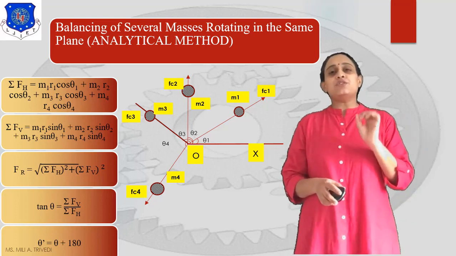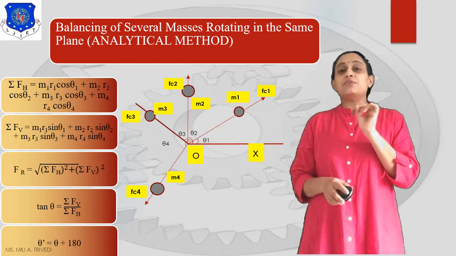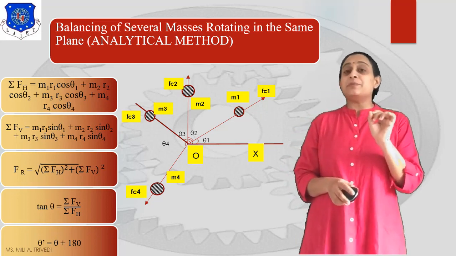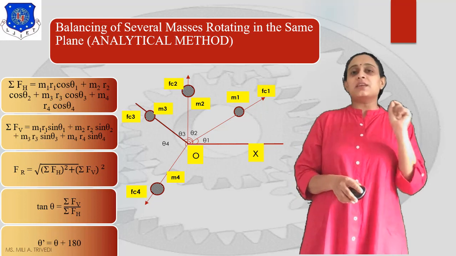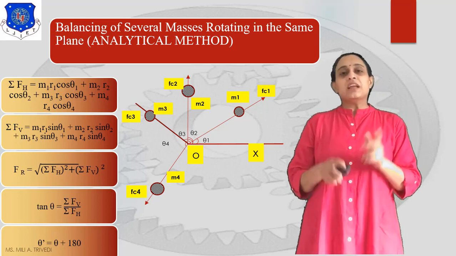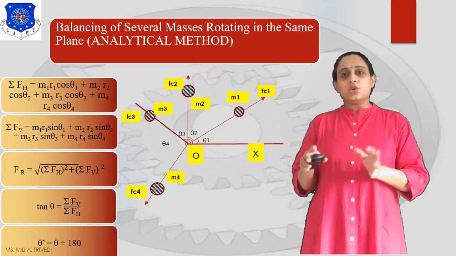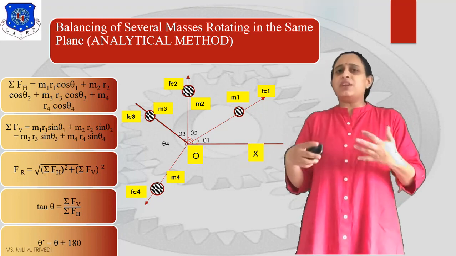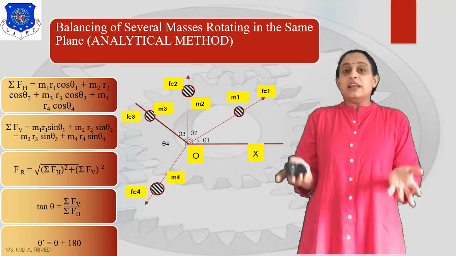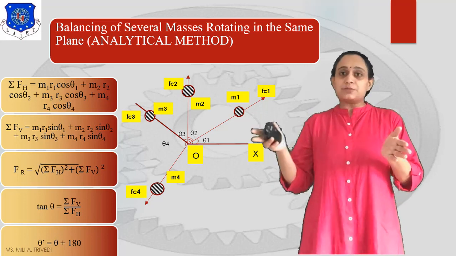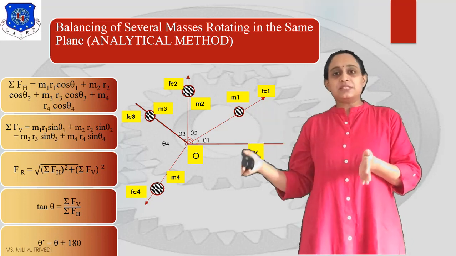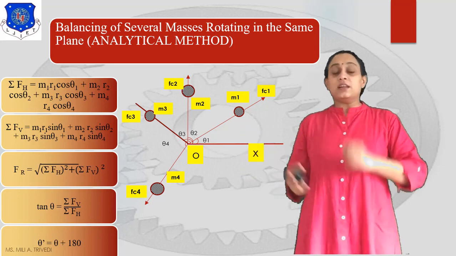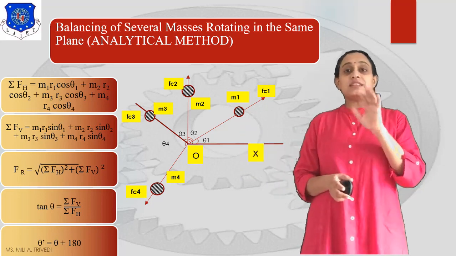So now let us calculate all the horizontal components of our system. Here we have to write sigma of F horizontal, H. So sigma of FH is equal to, first of all, FC1 cos theta 1 plus FC2 cos theta 2 plus, and so on if we have n masses, plus FCn cos theta n.